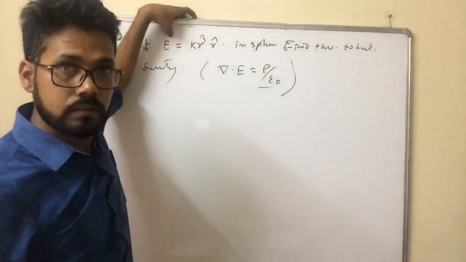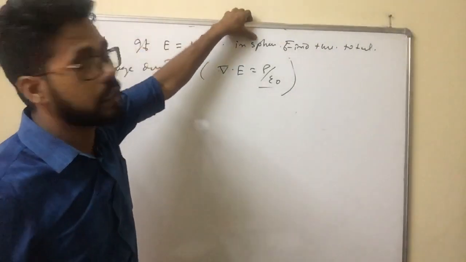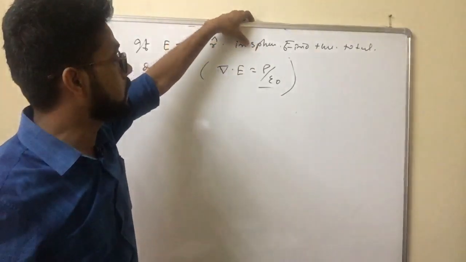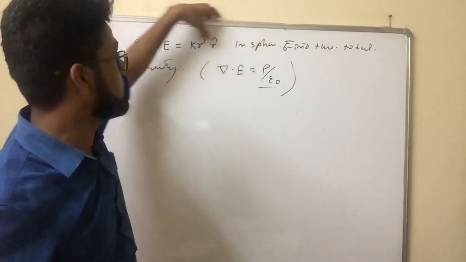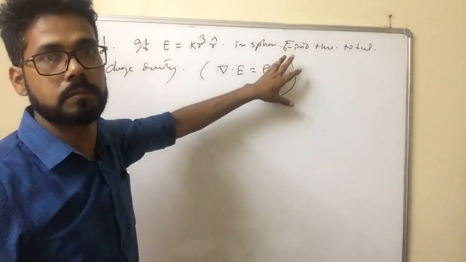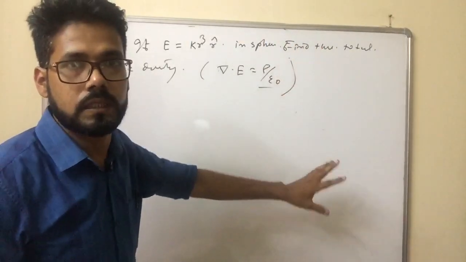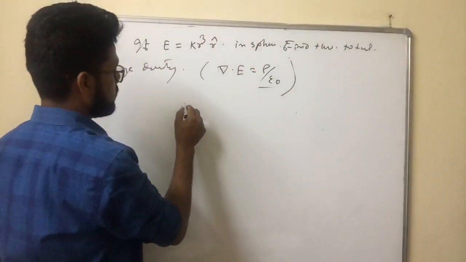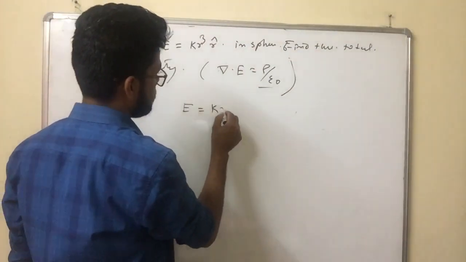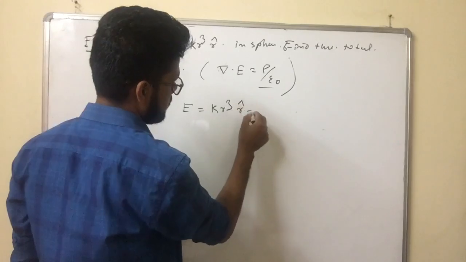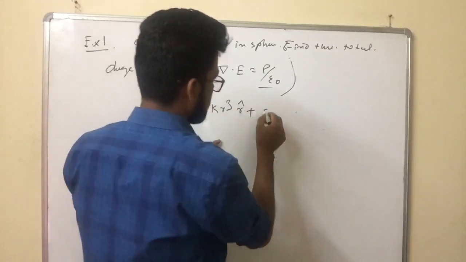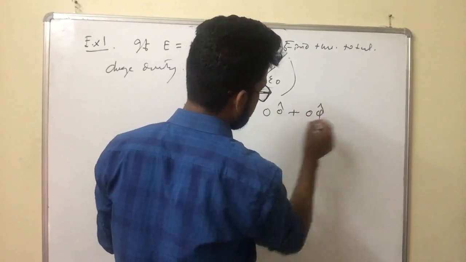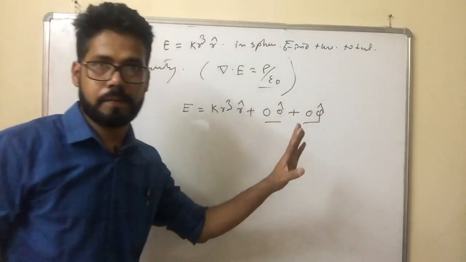Either they will mention sphere, so we know this is a spherical system. If they do not mention the spherical system, they will give some hints that this problem is a spherical problem or a cylindrical problem. They will somewhat give a hint. So electric field vector E equal to k r cube r cap. There must be 3 components, so 0 theta cap plus 0 phi cap. That means these 2 components are missing.